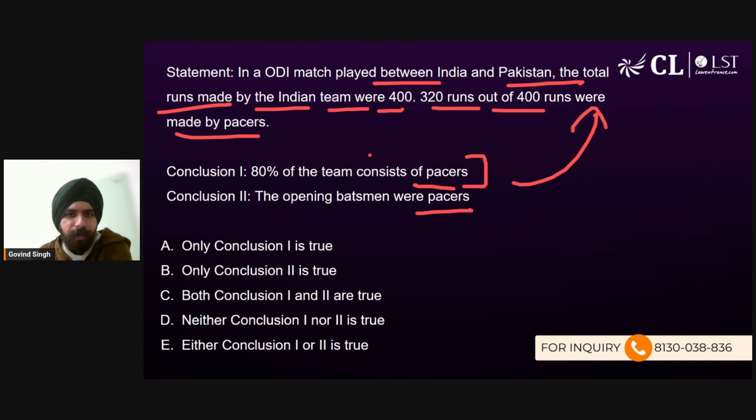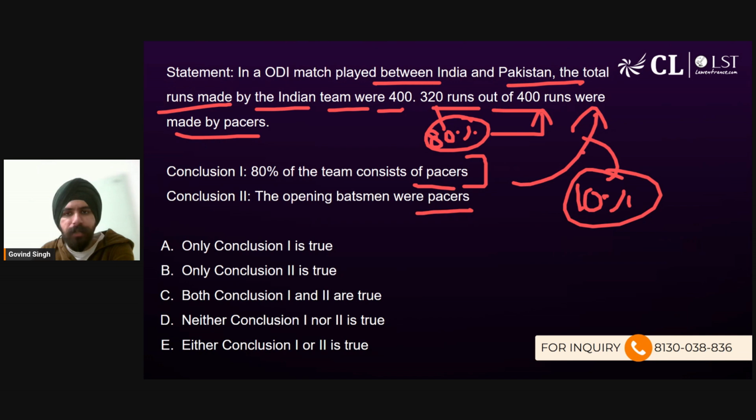Can we conclude that 80% of the team consists of pacers just because 80% of the runs were made by pacers? इस इंफॉर्मेशन के बेसिस पे क्या हम बोल सकते हैं कि 80% टीम में पेसर्स ही थे? नो, नॉट रियली. वी कांट से दैट. हो सकता है पेसर्स सिर्फ 10% हो लेकिन उन्होंने रन्स 80% बना दिए हो. दैट इज वेरी मच अ पॉसिबिलिटी. सो दिस कैनॉट बी अ वैलिड कंक्लूजन.